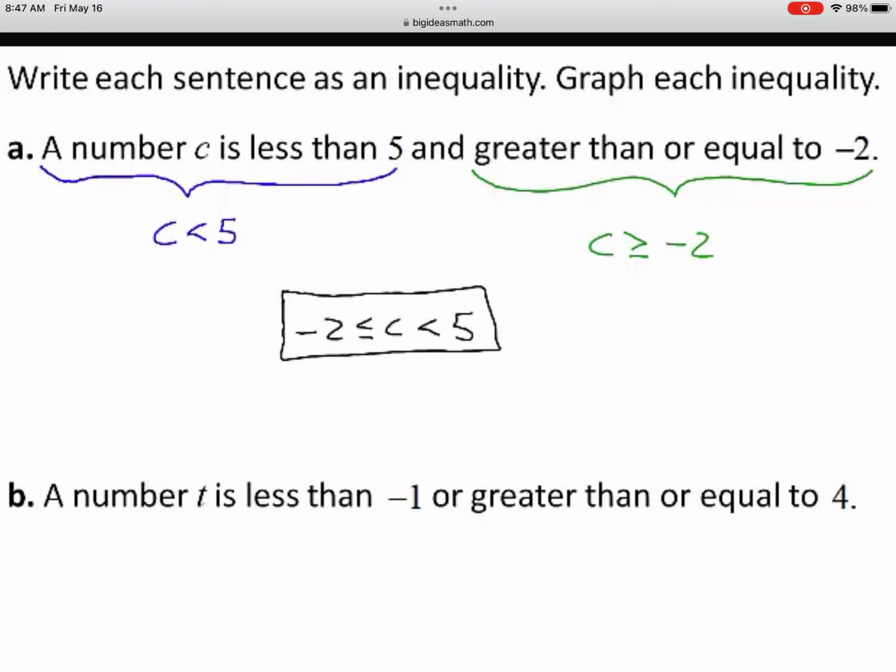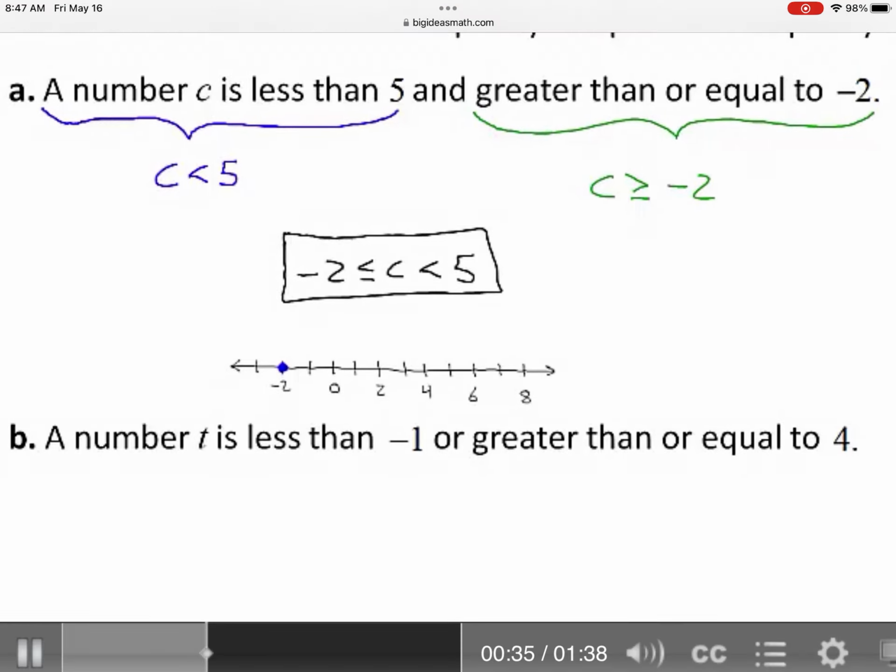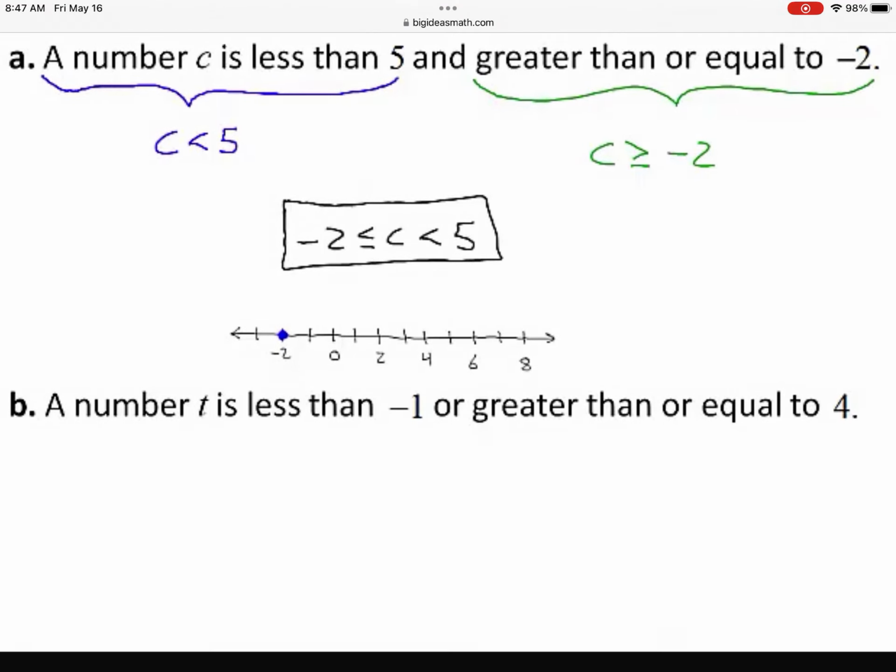Next, graph the inequality on a number line. Because -2 is a solution, use a closed circle at -2. Because 5 is not a solution, use an open circle at 5. Then graph the intersection of C less than 5 and C greater than or equal to -2.